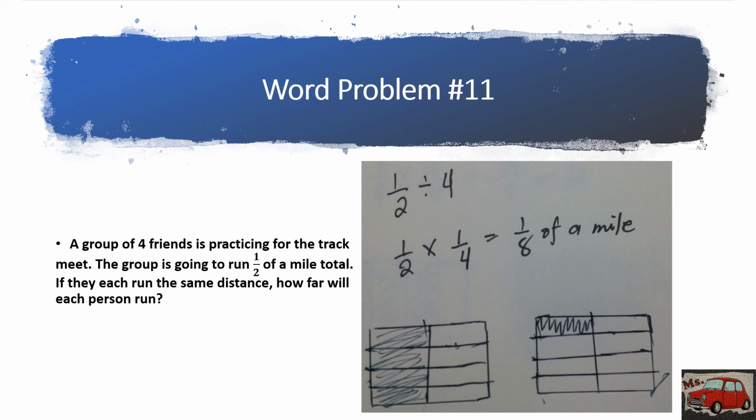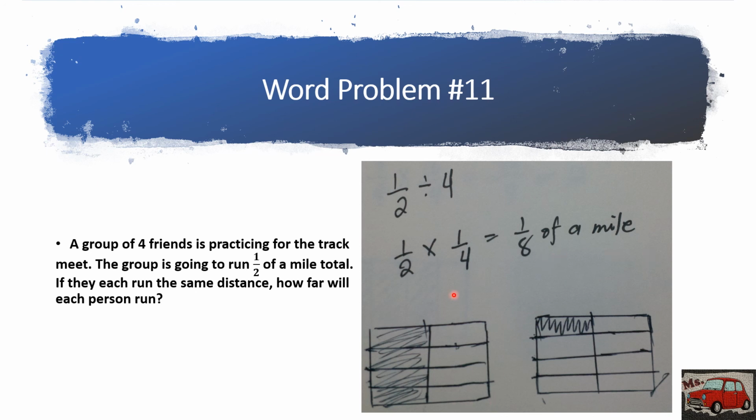Okay, so aalamin natin kung ilan yung natakbo ng bawat isa, kung yung total na natakbo nila is 1/2 of a mile. Okay? Apat sila. So, we will divide 1/2 by 4. So, 1/2 divided by 4, it will become 1/2 times 1 over 4, and the answer is 1/8. Okay? So, bawat isa ang natakbo ay 1/8 of a mile.